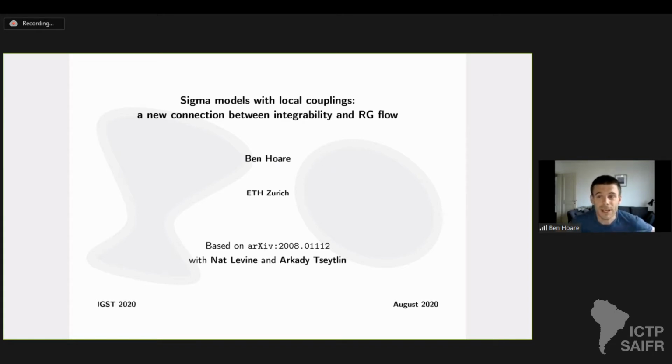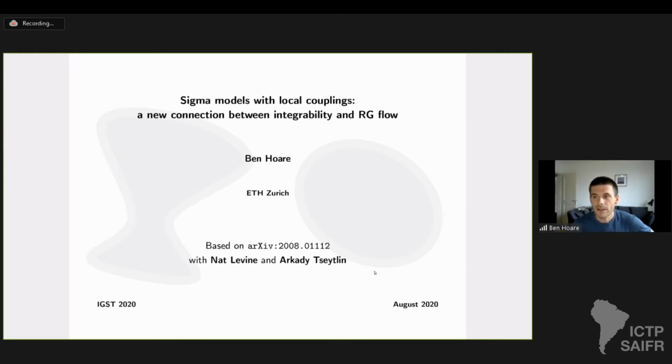Great, thank you very much for the introduction, and I'd like to start by thanking the organizers for giving me the opportunity to present this work here today. What I would like to talk about today is a new connection that we've found between integrability and RG flow, and this has led us to investigate sigma models with local couplings. This is based on this paper, written with Nat Levine, who is finishing his PhD at Imperial College, and Arkady Tseytlin, who I guess most, if not all of you, know.